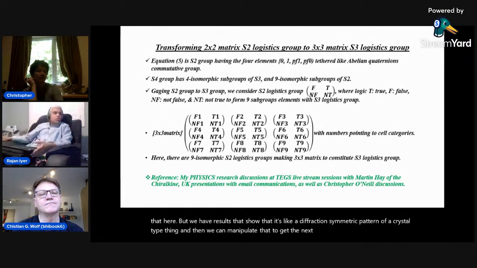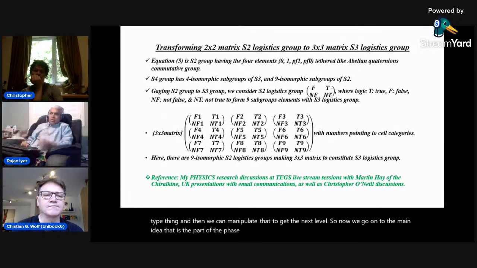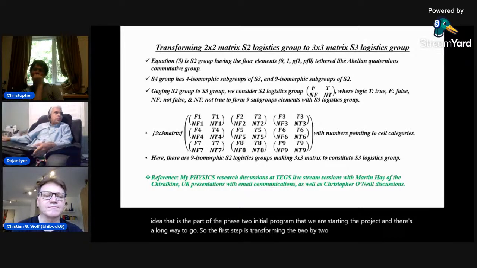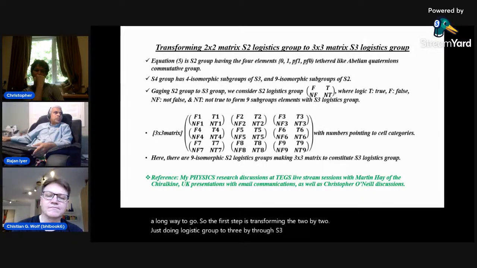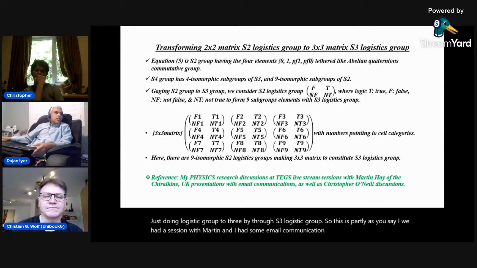So the main idea is part of the phase 2 initial program that we are starting in the project, and it's a long way to go. The first step is transforming the 2x2 S2 logistic group to a 3x2 S3 logistic group. This is partly, as we say, from a session we had with Martin, and I had some email communication and discussions previously, that essentially it's not a Boolean type of thing.